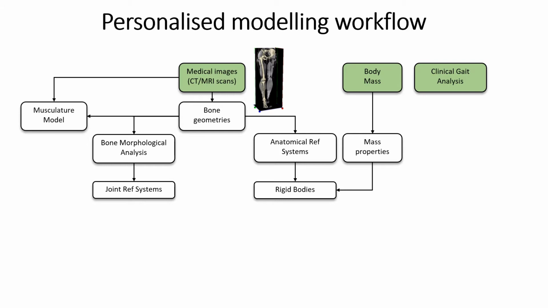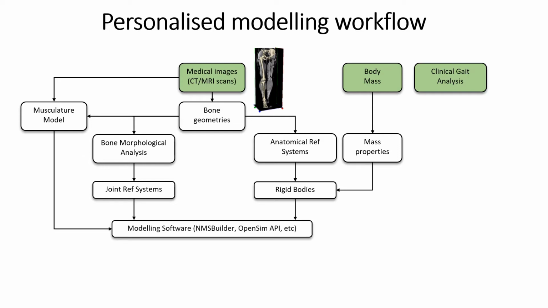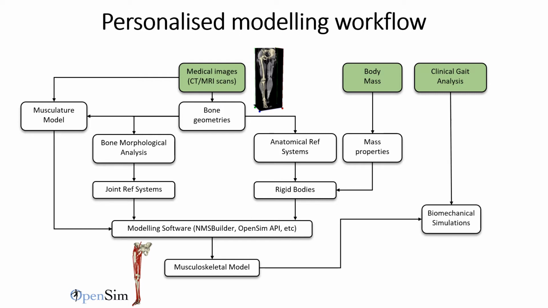Finally, a musculature model can be mapped to the bone geometries, and using some modeling software such as NMS Builder or OpenSim, a musculoskeletal model is created. This model can be used in biomechanical analysis that use data from clinical gait analysis, ranging from joint kinematics calculation to muscle force and joint reaction estimation.